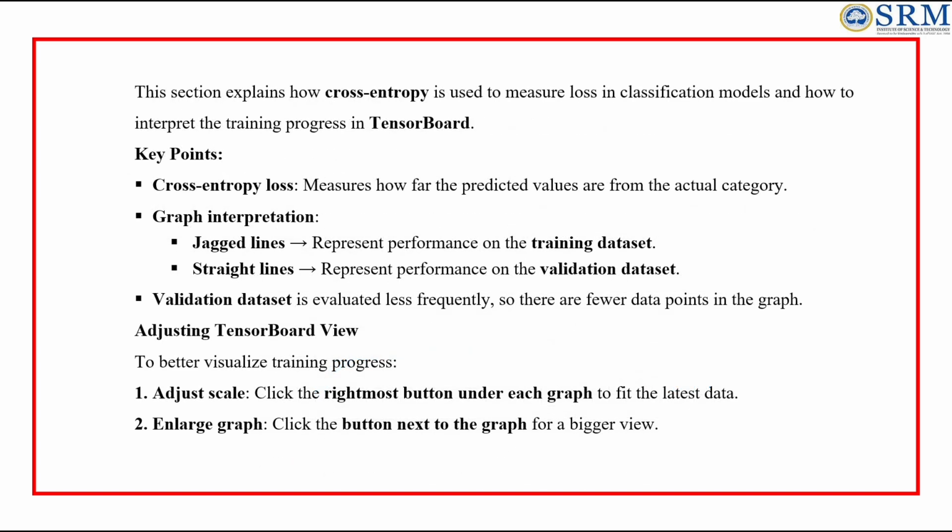This section explains how cross-entropy is used to measure the loss. In TensorBoard, key points. First, cross-entropy loss measures how far the predicted values are from the actual category. Second, in the graph, the jagged lines represent the performance on the training dataset, and the straight lines represent the performance on the validation dataset. Third, the validation dataset is evaluated less frequently, so there are fewer data points in the graph.